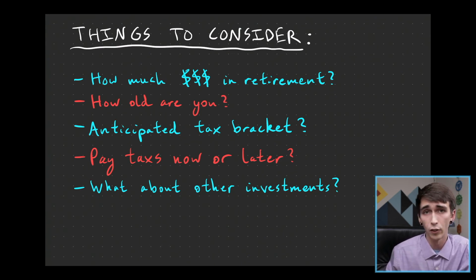And what about other investments? So what if you have cryptocurrency? What if you have real estate? What if there's a bunch of other things that you're going to cash out on? How is that going to impact your tax bracket and stuff?